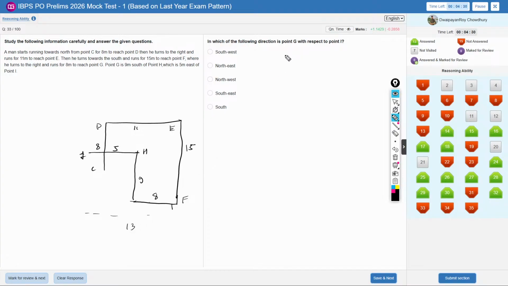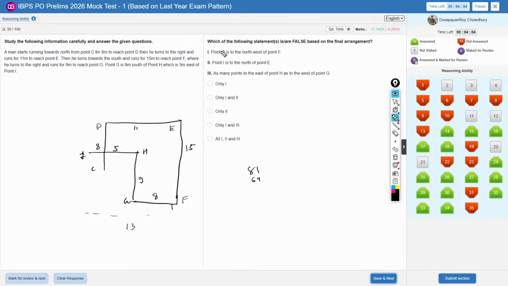Okay. What is the direction of G with respect to I? G was like here, point G. So G is south, west, southeast. Shortest distance between H and F. So 8, 9, 81, 64, 145.